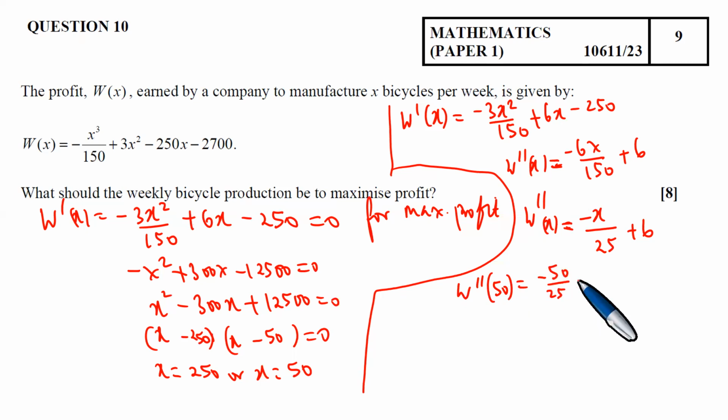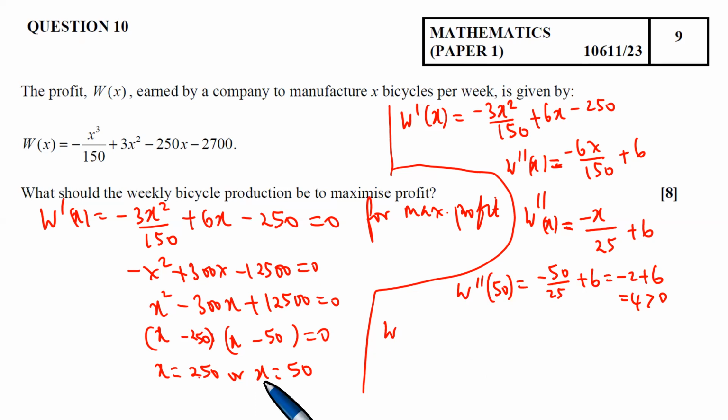If you use the second derivative, it's going to be W double primed of 50, which is minus 50 out of 25 plus 6, which is minus 2 plus 6. And this is 4, and 4 is bigger than 0.